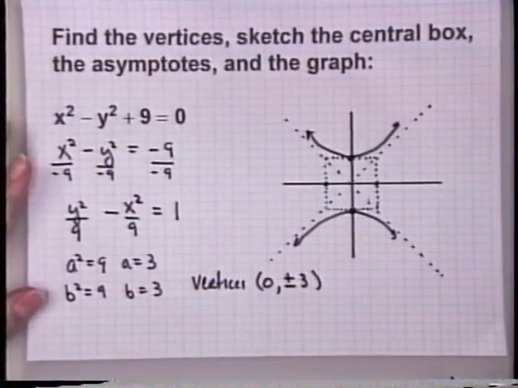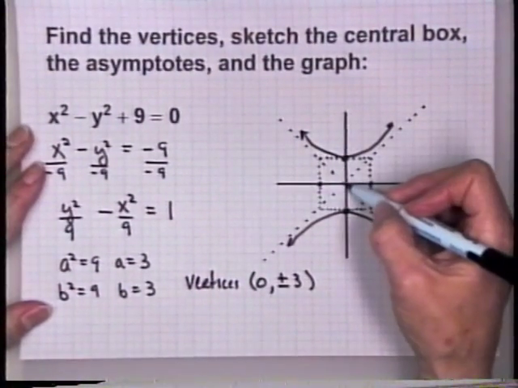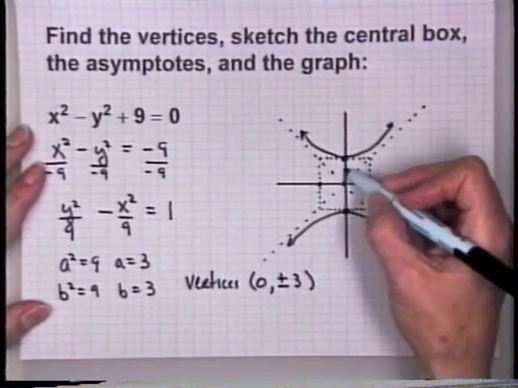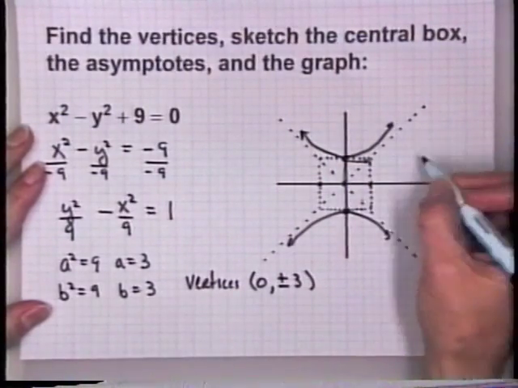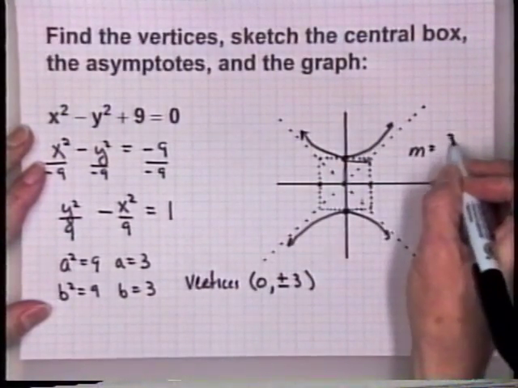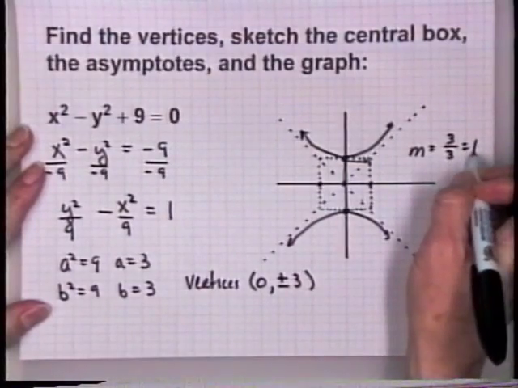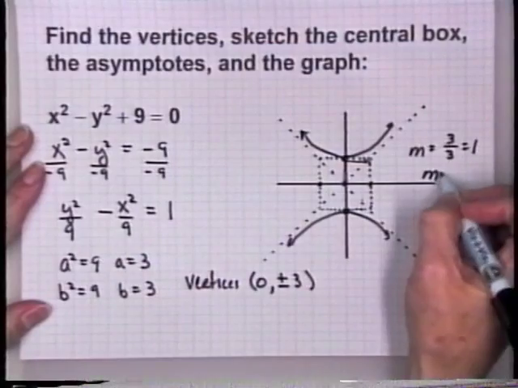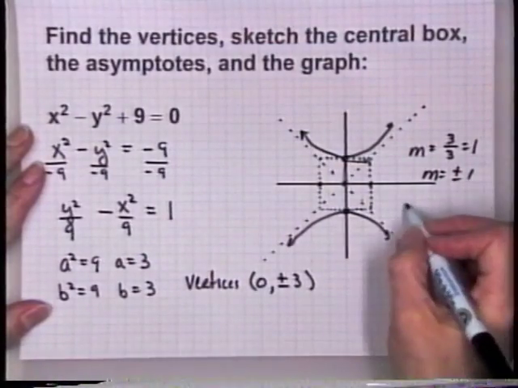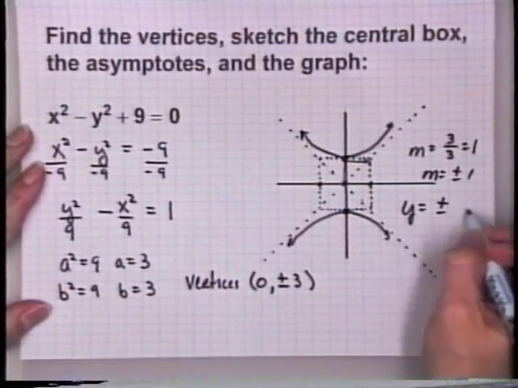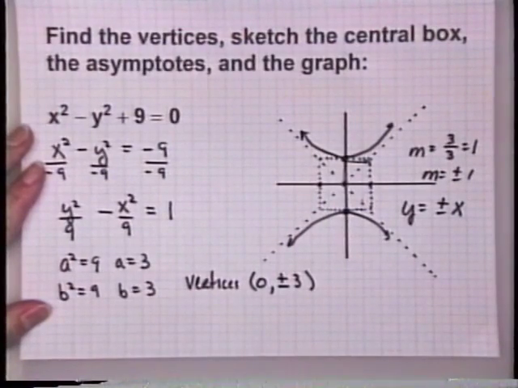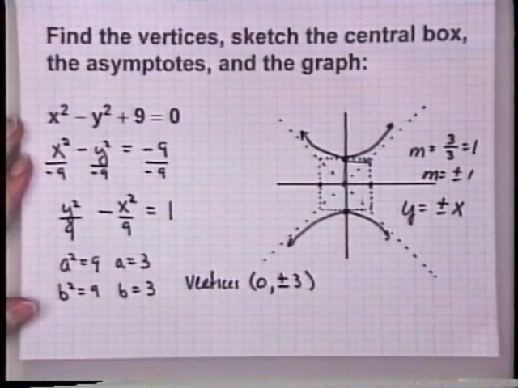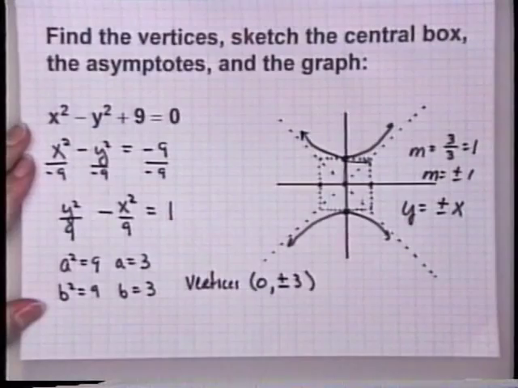Let's go ahead and write the equation of the asymptotes this time. Notice that I will go from the origin up 3, and I will also go to the right 3. So my slope is 3 over 3, which is 1. This way is down 3 and to the right 3, so my slope is either plus or minus 1. So my equation of the asymptotes will be y equals plus or minus 1x: y equals plus x and y equals minus x.